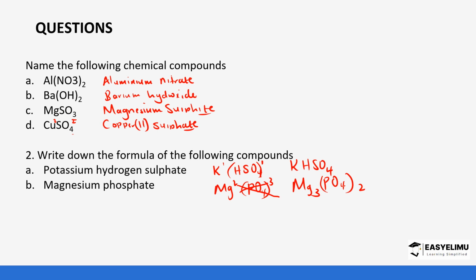Sodium hydrogen carbonate, sodium valence is 1, hydrogen carbonate, valence is also 1. So when you crisscross, it becomes sodium hydrogen carbonate. We do not need to put the bracket when it's just 1.